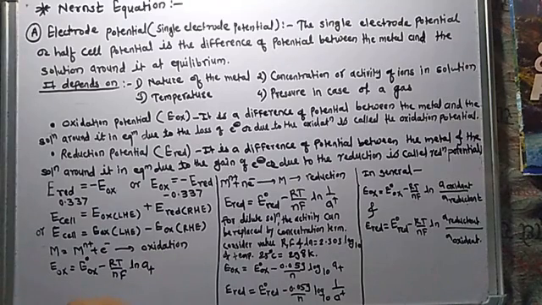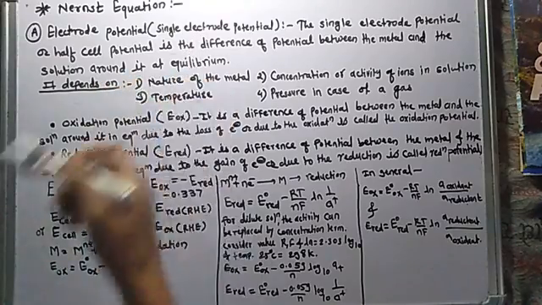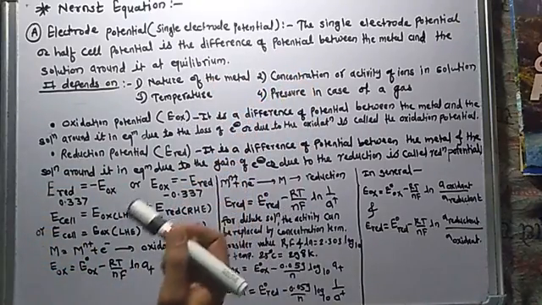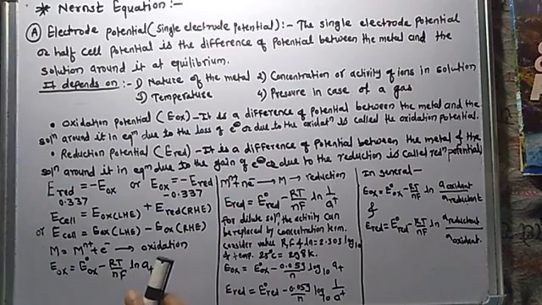In this video, we are going to see the Nernst equation. In that, we see the first point, electrode potential, which is also called single electrode potential or a half cell potential. In the above discussion, we already saw that when an electrode or a metal is dipped into the salt solution, there always exists a difference in potential between the metal and its salt solution.